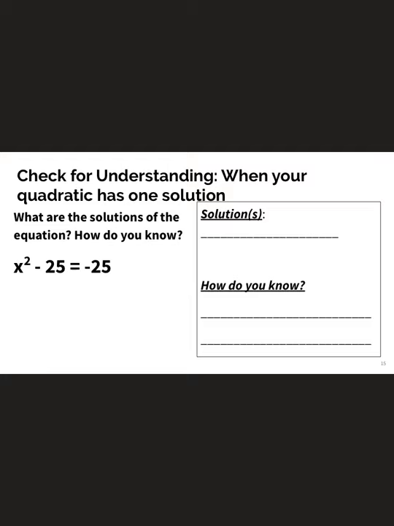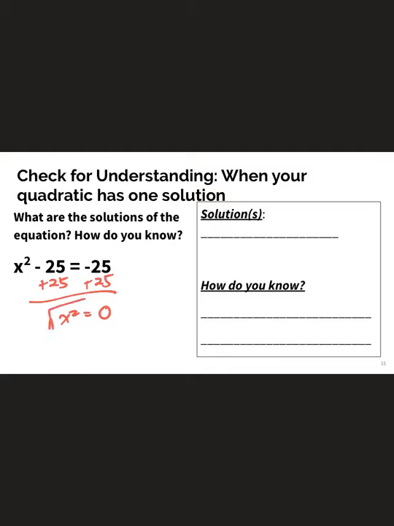All right, you ready to check your work? Let's try it out together. So I have x squared minus 25 equals negative 25, and what I want to do is just solve for x, right? So I'm going to add 25 on both sides to try to get my x squared alone. And so when I do that, I get x squared equals negative 25 plus 25 gives me 0.